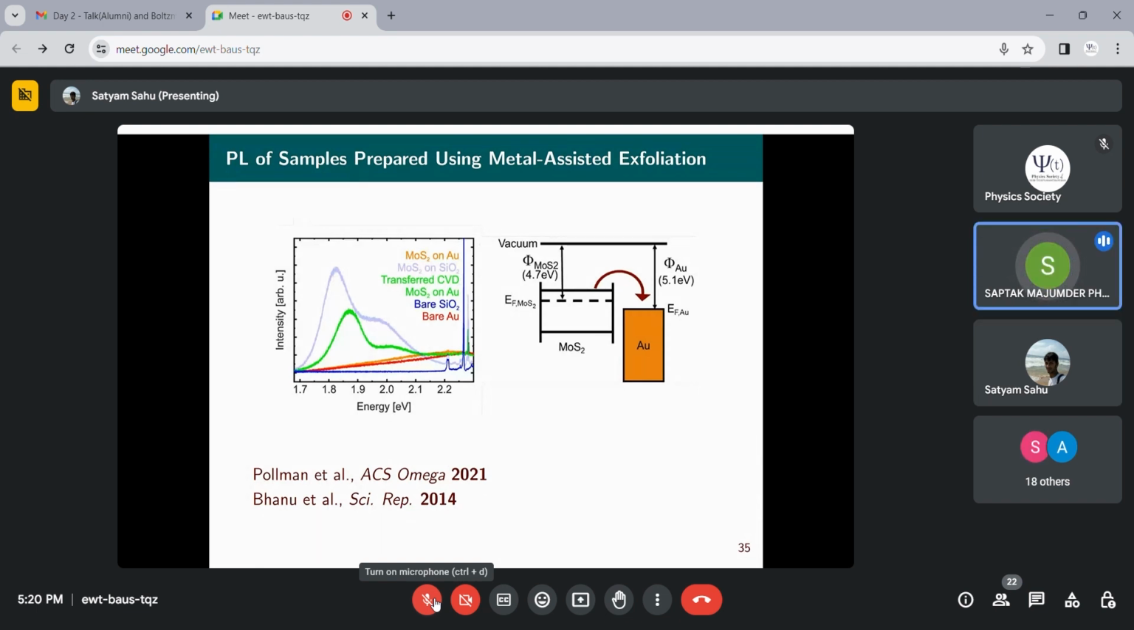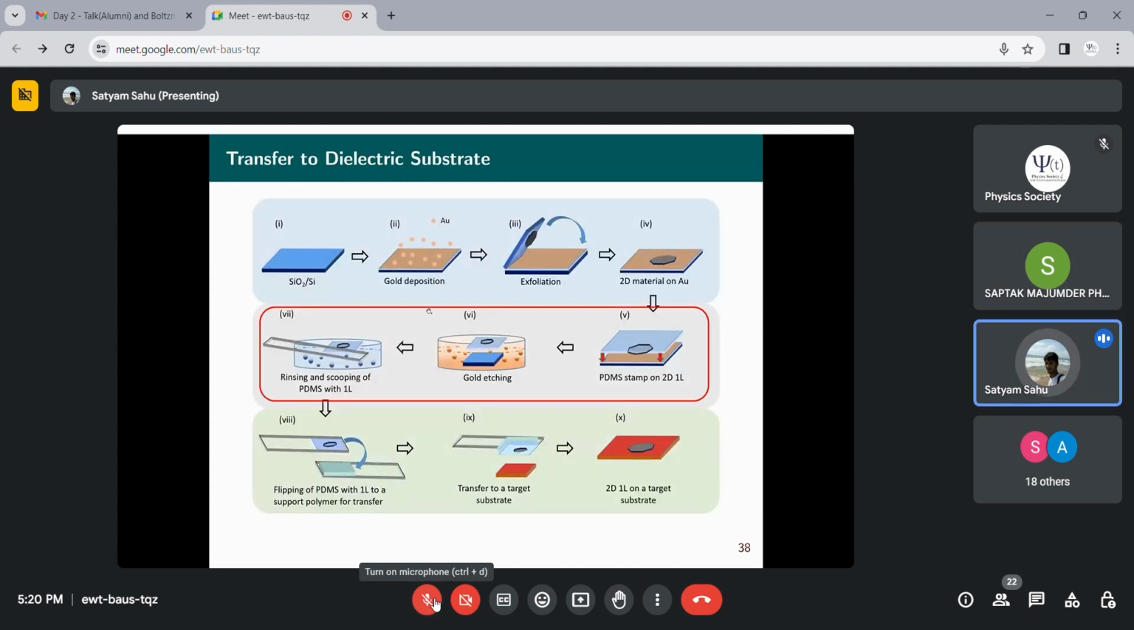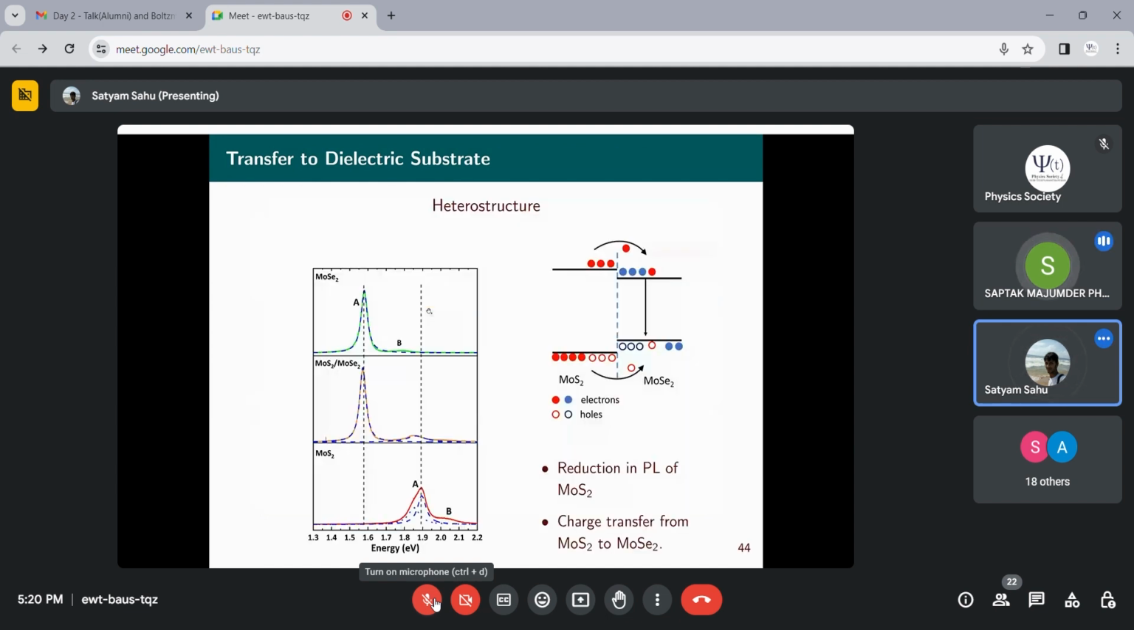Hi Satyam, nice talk. So you explained the reason why the MoS2 and MoSe2 photoluminescence has changed, right, by some formulated energy band diagram. Can you just show that once? Sure. So this one. Can you just repeat what you said? I did not get it.